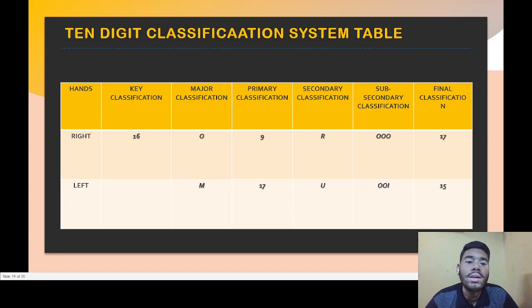This is the 10 digit classification system table of all the examples we have taken.